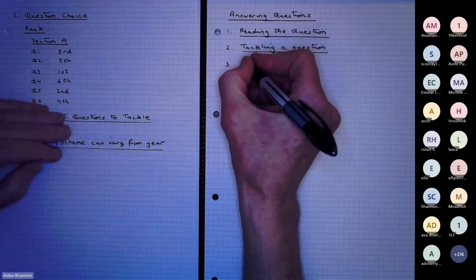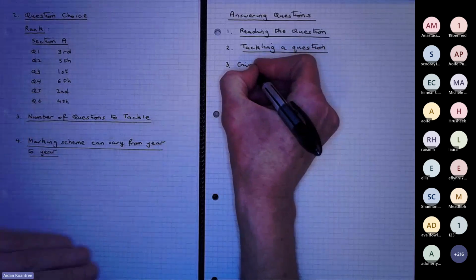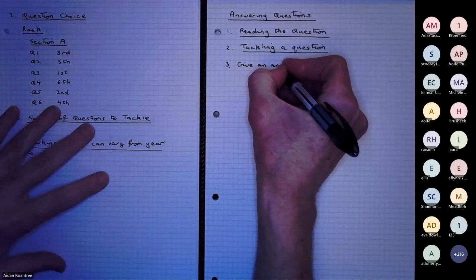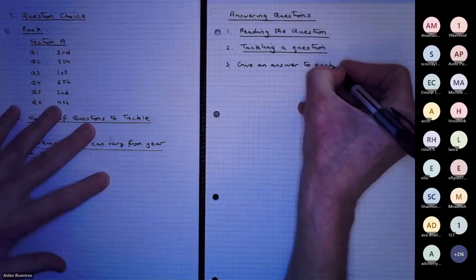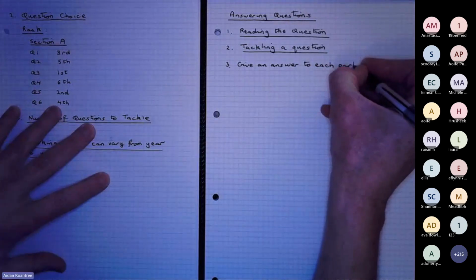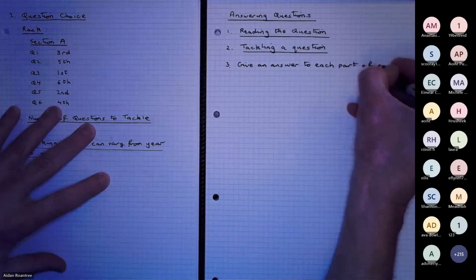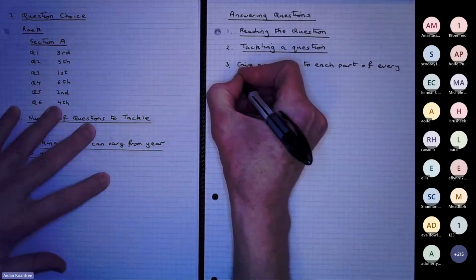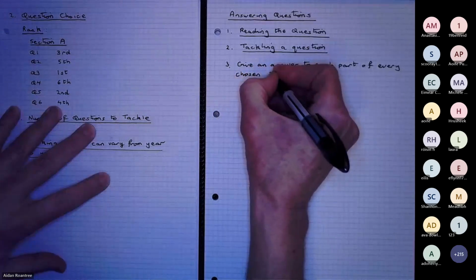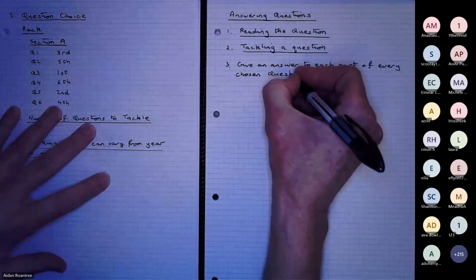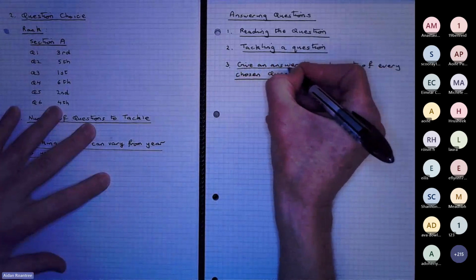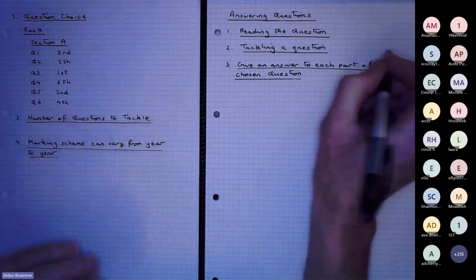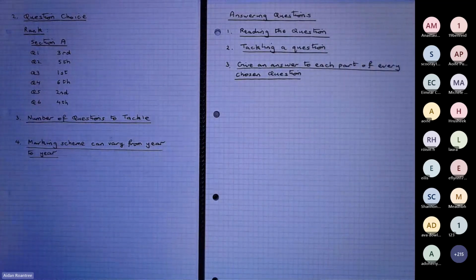Now, the third point here is give an answer to each part of every question that you've chosen to do. Every chosen question. Now, even if you think that you haven't got a clue as to what exactly they're asking, take a guess. Take a guess. It is important that you make some attempt at each part of each question.